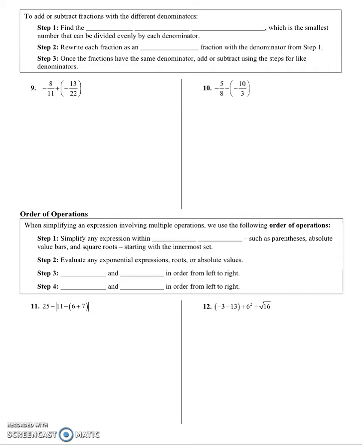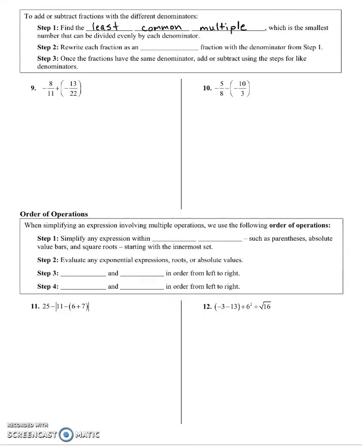So to add or subtract fractions with different denominators, the first thing you have to do is find what we call the least common multiple of each denominator. That is the smallest number that both denominators divide evenly into.